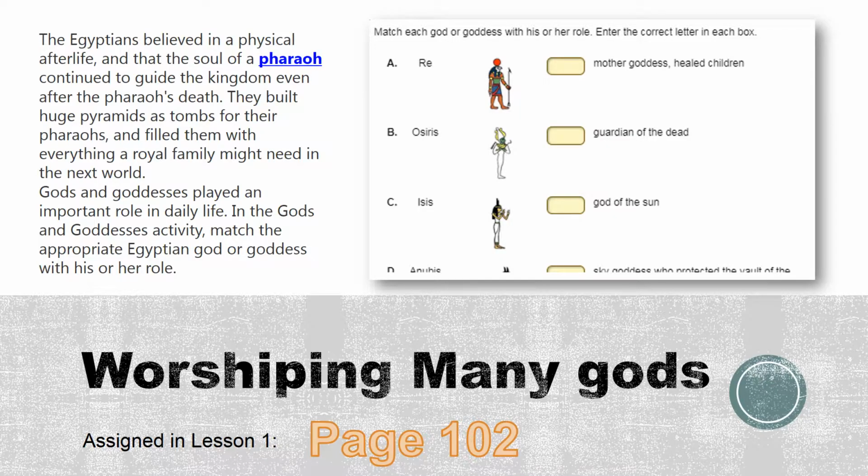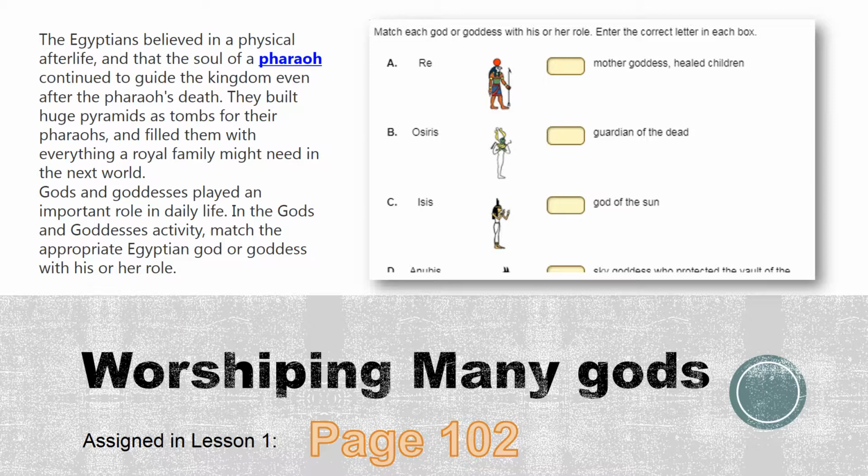All right, so the first thing that we're going to take a look at is worshiping many gods. The Egyptians believed in a physical afterlife and that the soul of a pharaoh continued to guide the kingdom even after that pharaoh's death. So they would build huge pyramids as tombs. These pyramids served as tombs for their pharaohs, and they would fill them with everything a royal family might need in the next world. Gods and goddesses played an important role in their daily life.